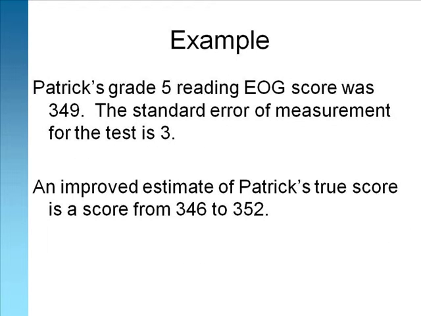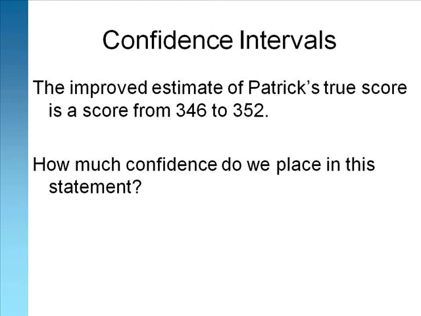An example is, Patrick's grade 5 reading EOG score was 349. The standard error of measurement for the test is 3. Patrick's true score is estimated to be a score from 346 to 352. If Patrick was tested again, we would expect him to score in this range. The improved estimate of Patrick's true score is a score from 346 to 352.